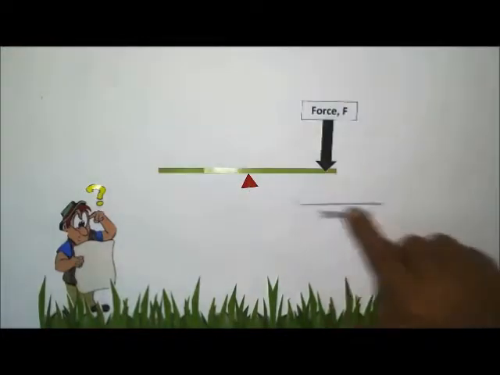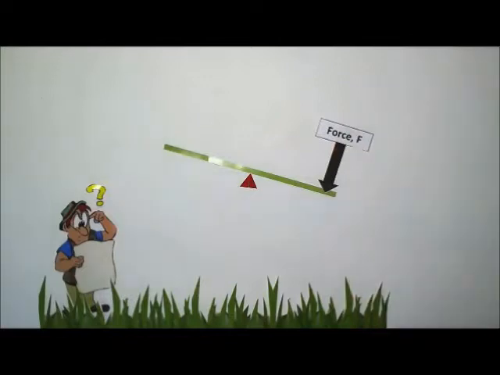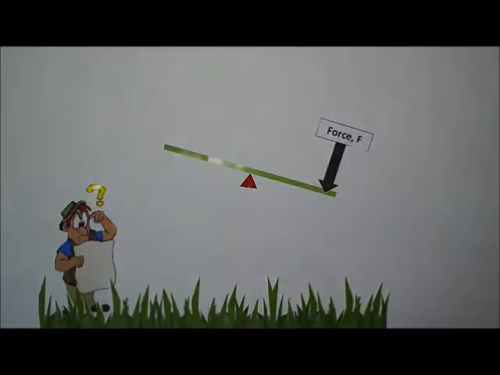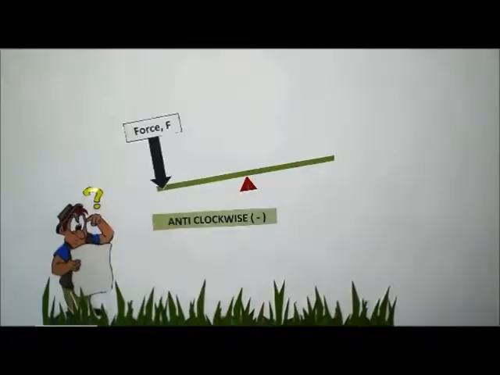When force is applied at the right of the seesaw, it may cause the rotation to be clockwise and the sign is positive. When a force is applied at the left of the seesaw, the rotation is anti-clockwise, with a negative sign.